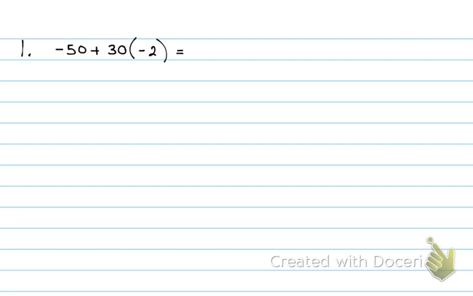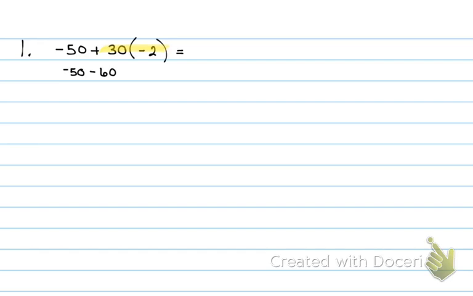What do I do first? What do I do first on this, guys? We shouldn't have calculators out right now either, because this is no calculator on this part. Isla, what do I do first? I've got to multiply before I add and subtract. So negative 50 minus 60. How did I get minus 60? 30 times negative 2. You must multiply before you add and subtract.